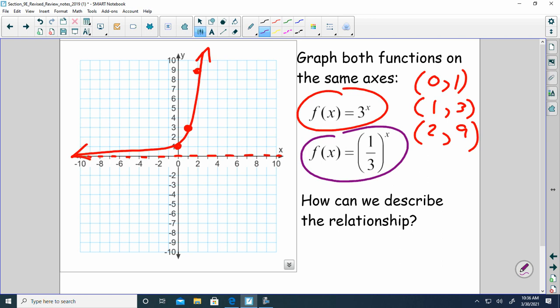Now it's going to become decay. Went from growth to decay.